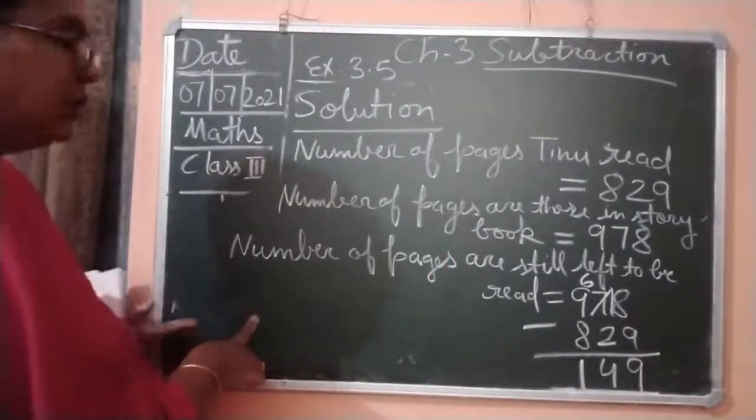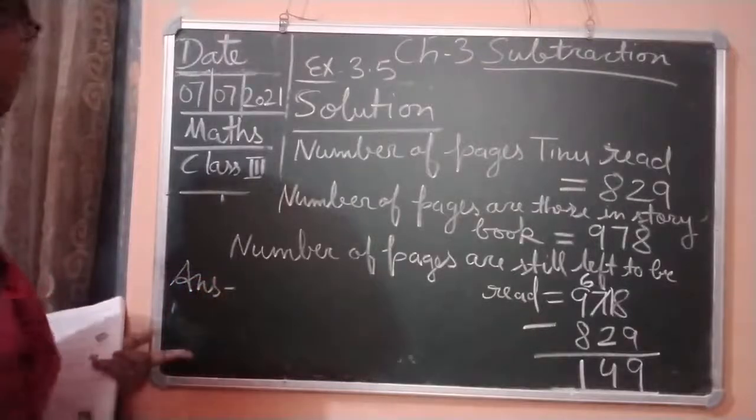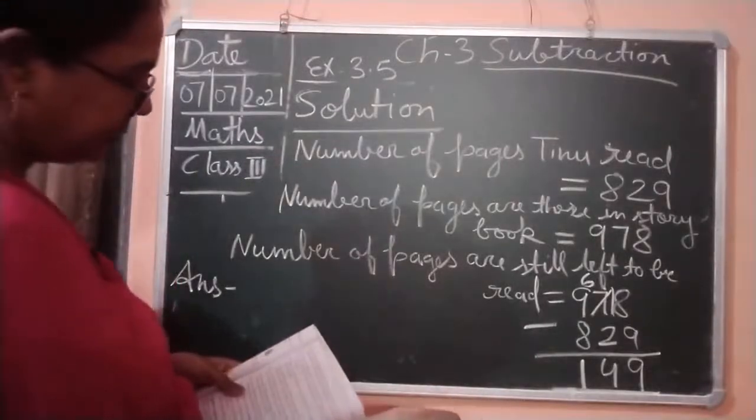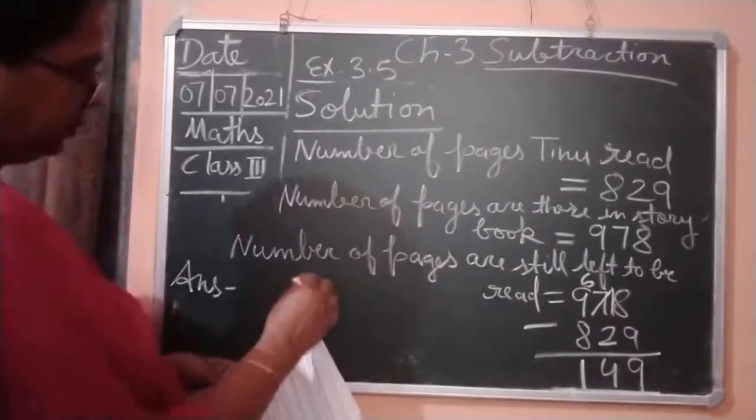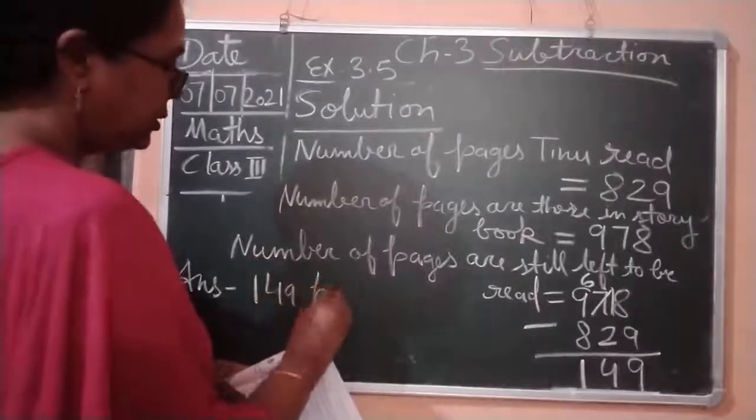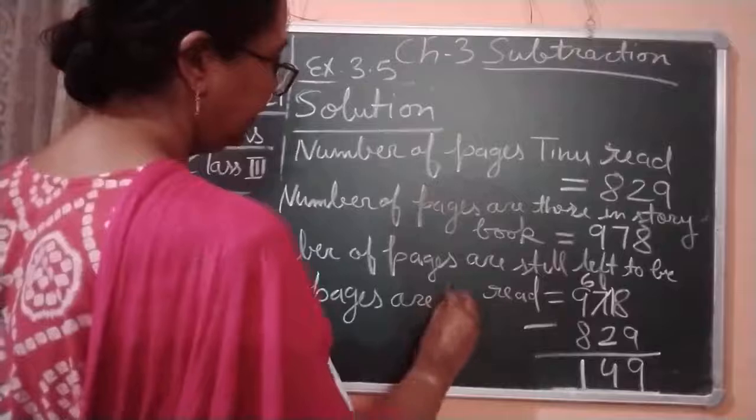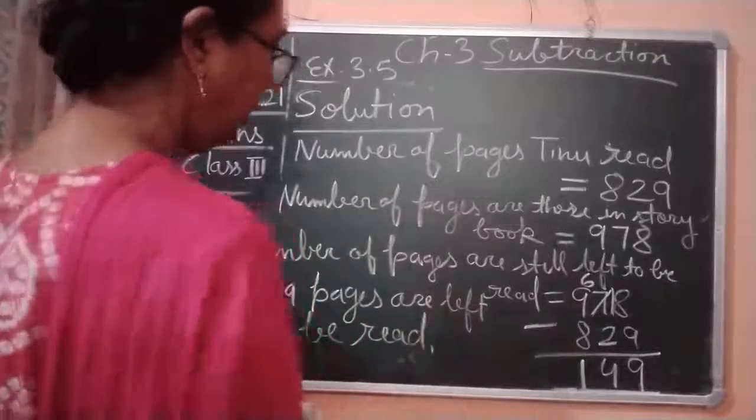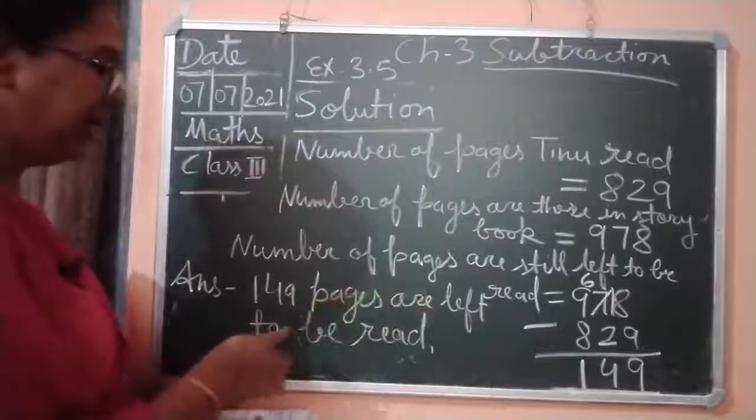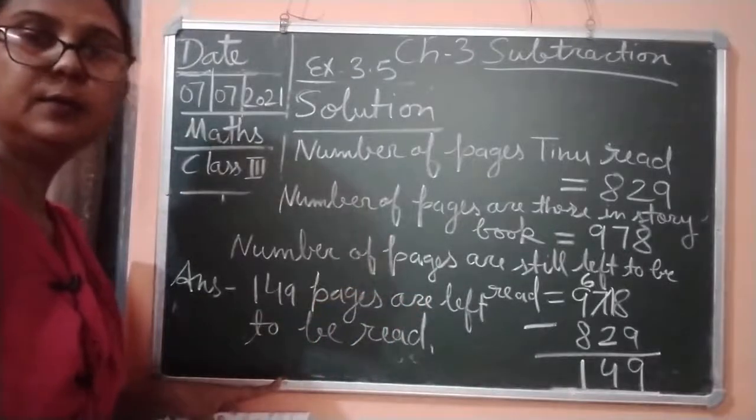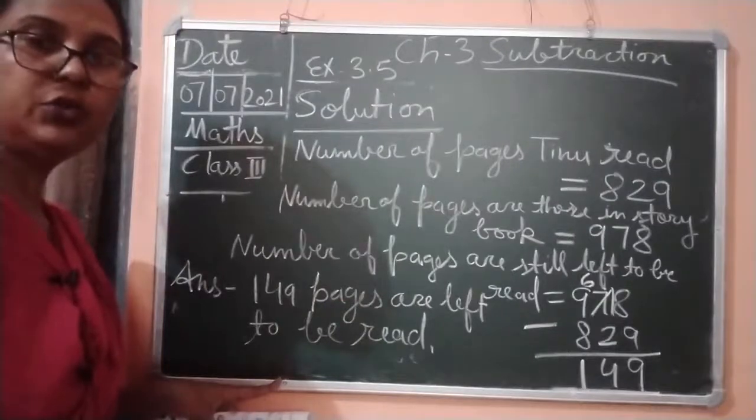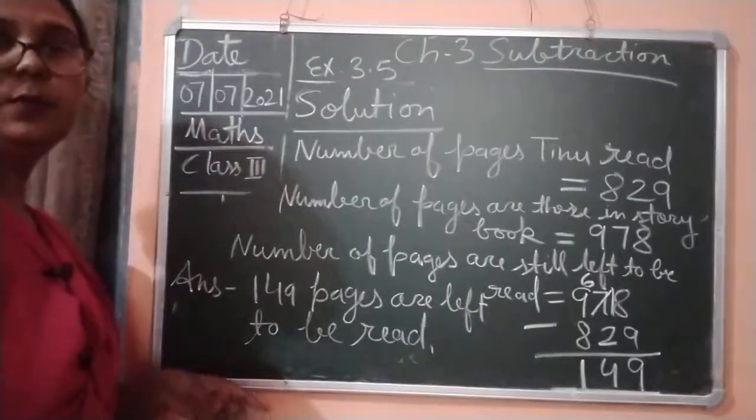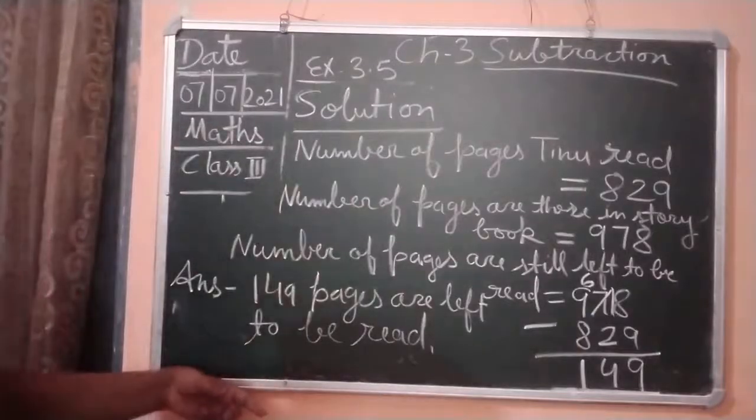Okay, so now we are going to write answer. Okay, children, so write down answer. Now what we will write as an answer? 149 pages are left to be read. Okay, 149 pages are left to be read. So children, complete it. Now we are moving to the next question, that is number 10. Okay, number 10 we will do. First you complete this. Take a screenshot, children.